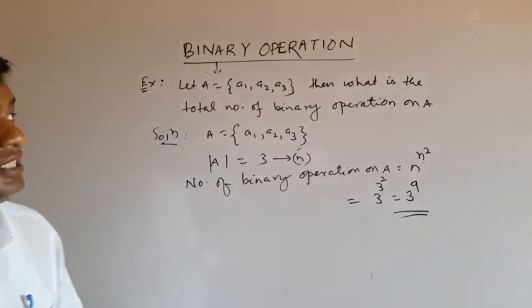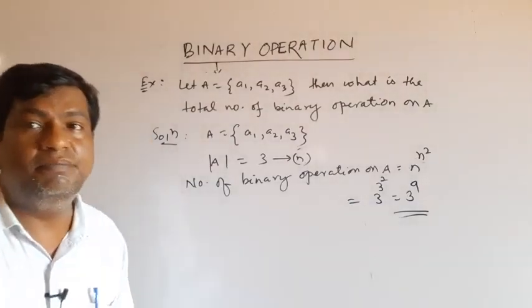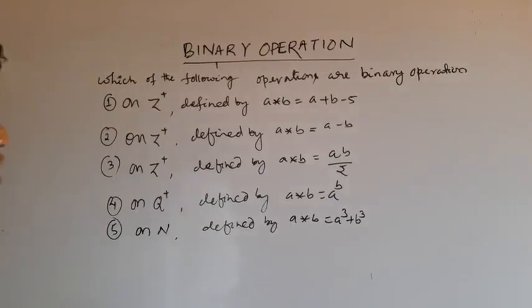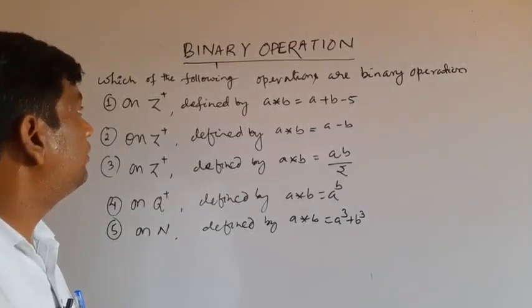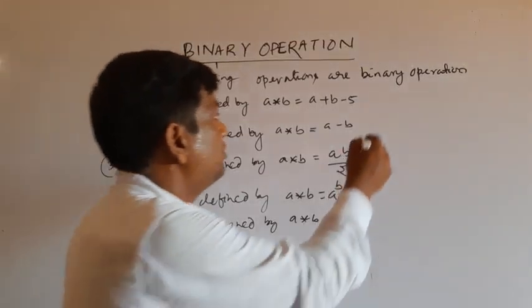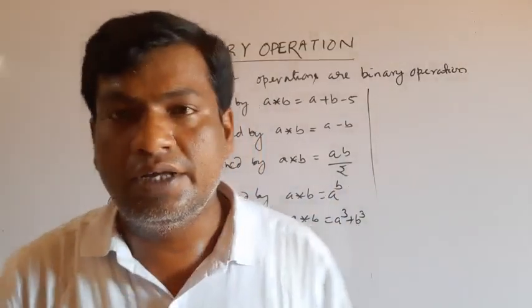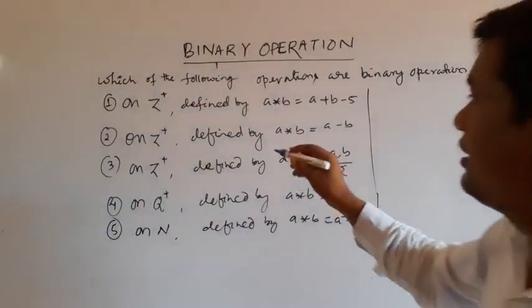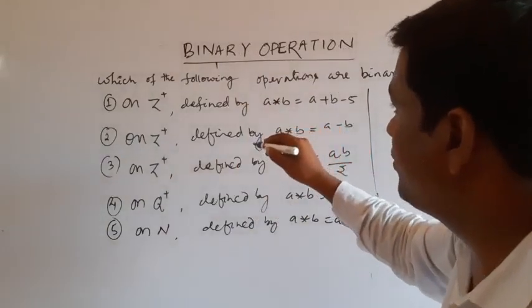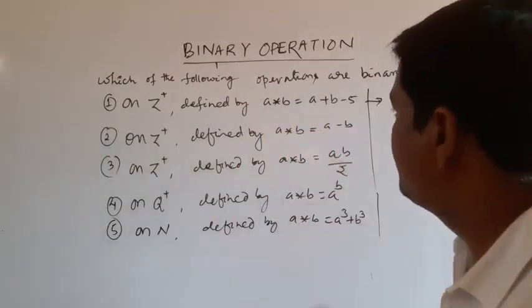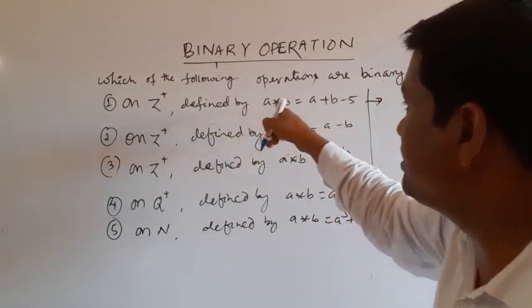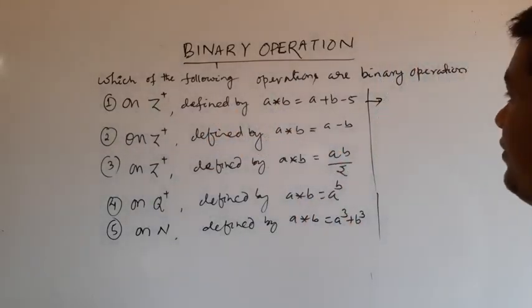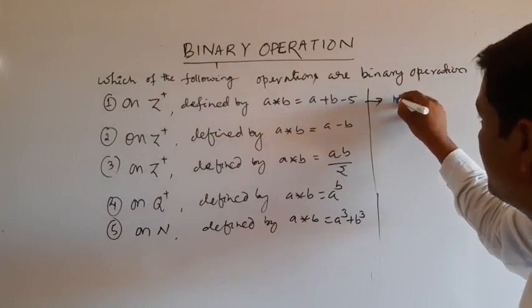Now some questions related to the definition of binary operations. Question: which of the following are binary operations? On Z plus, first question: defined by a star b is equal to a plus b minus 5. It is not a binary operation.